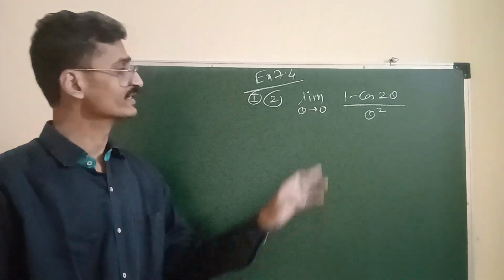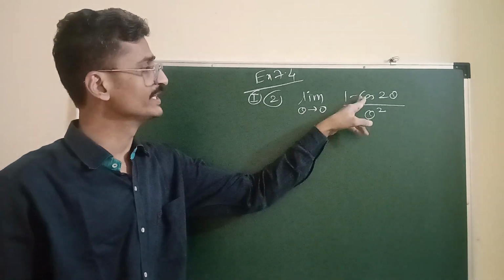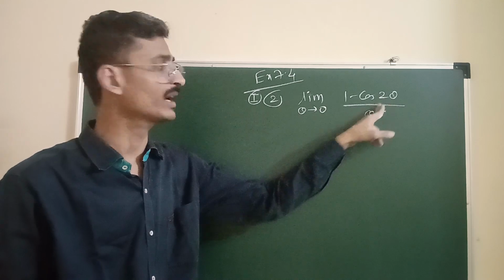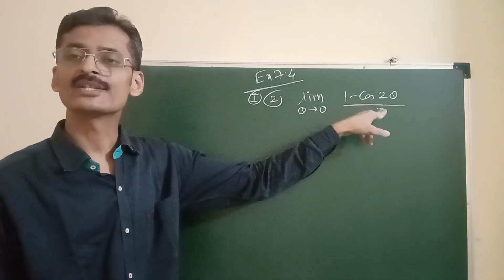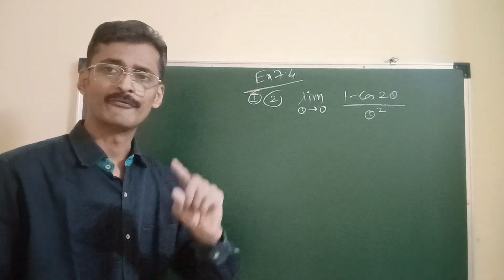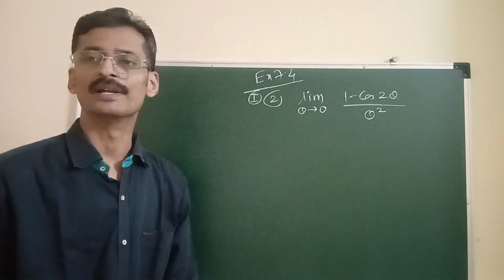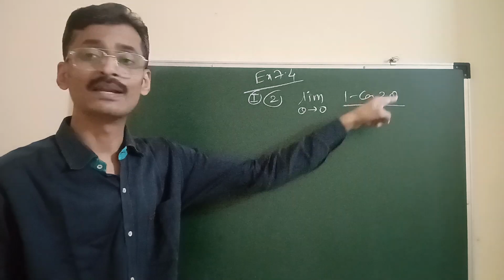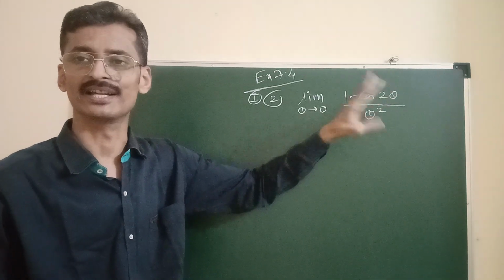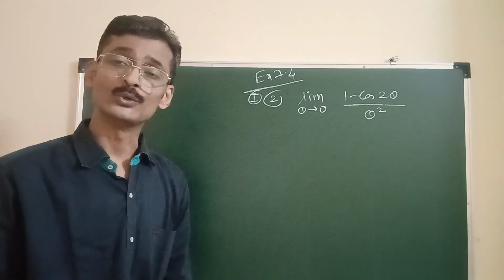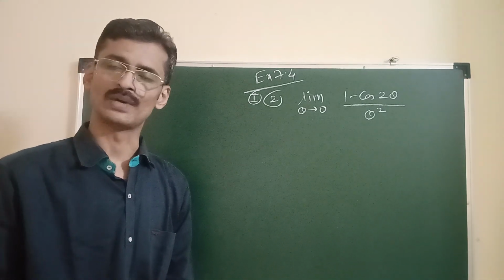Hello, now the question is: we want the limit as theta tends to 0 of (1 minus cos 2 theta) upon theta square. So evaluate this. 1 minus cos 2 theta is given. If 1 minus cos is given, there are two methods. One is to multiply and divide by 1 plus cos 2 theta, change the sign and solve it. The second method is to use the formula of 1 minus cos 2x.